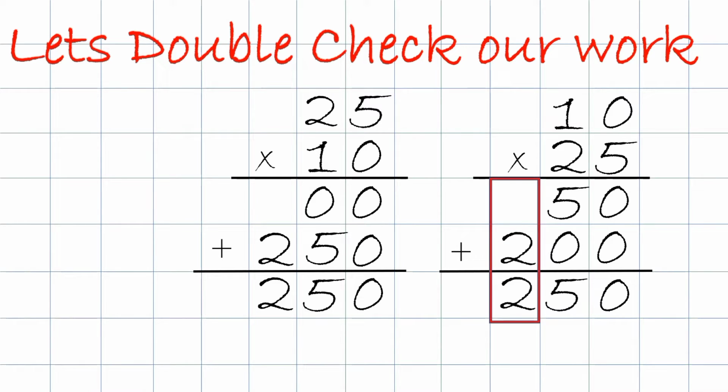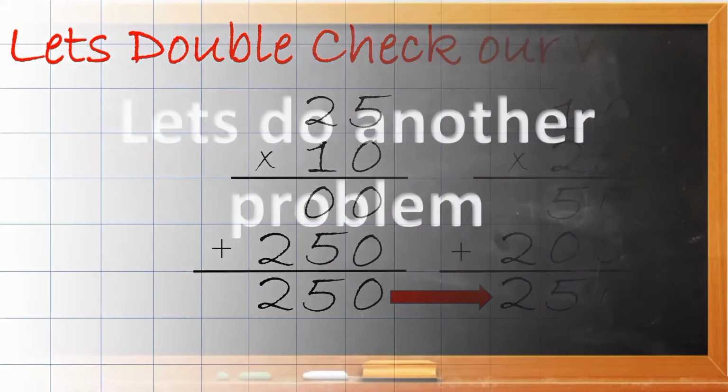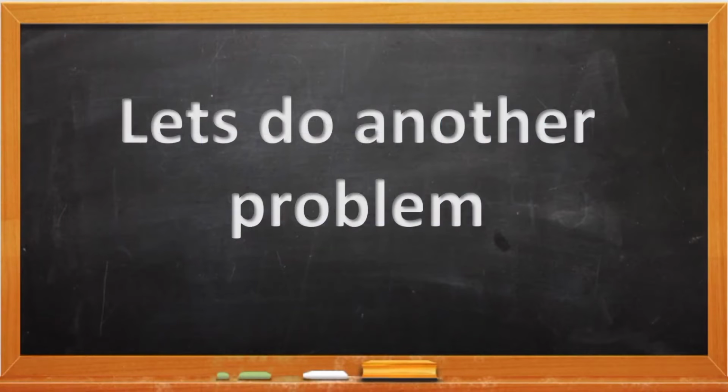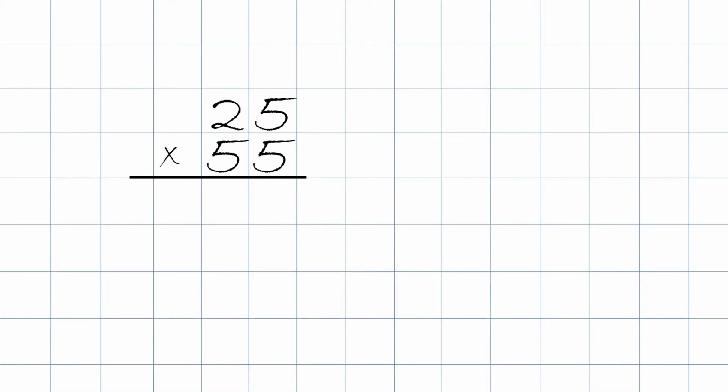So you find that the products are still the same. In the first case, the product was 250. Here also it is 250. Let's try another problem together. So let's try 25 multiplied by 55, and then once we get our answer, we shall double check.